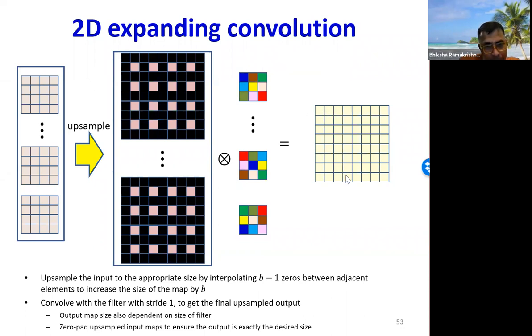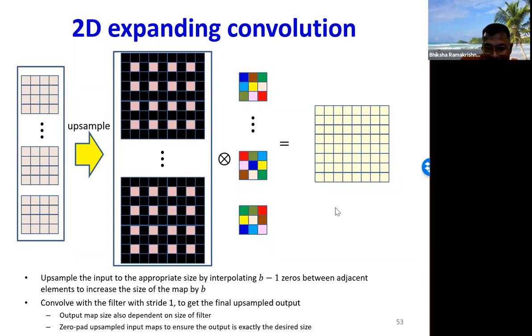If I want to upsample it by a factor b, say 2, I'm going to introduce b minus 1 zeros between any two rows and any two columns. So here b was 2, so I'm introducing one row of zeros between any two rows and any two columns. And now I'm going to convolve these upsampled maps with my filter to produce the output.